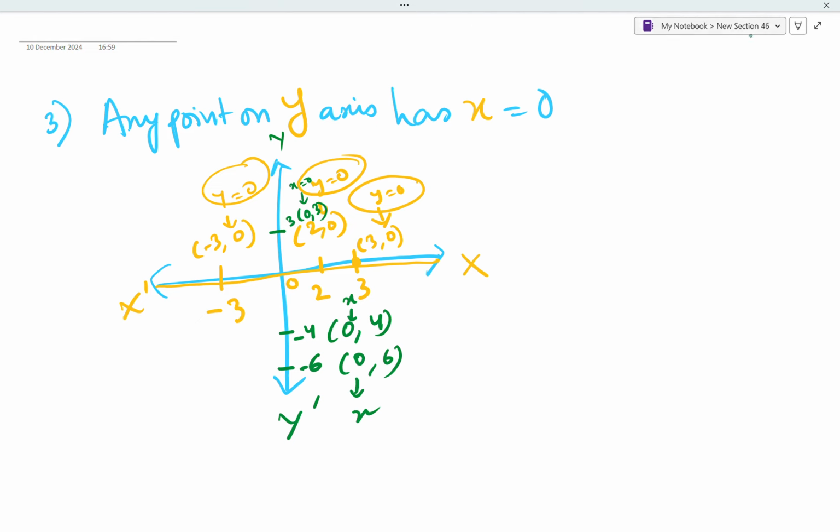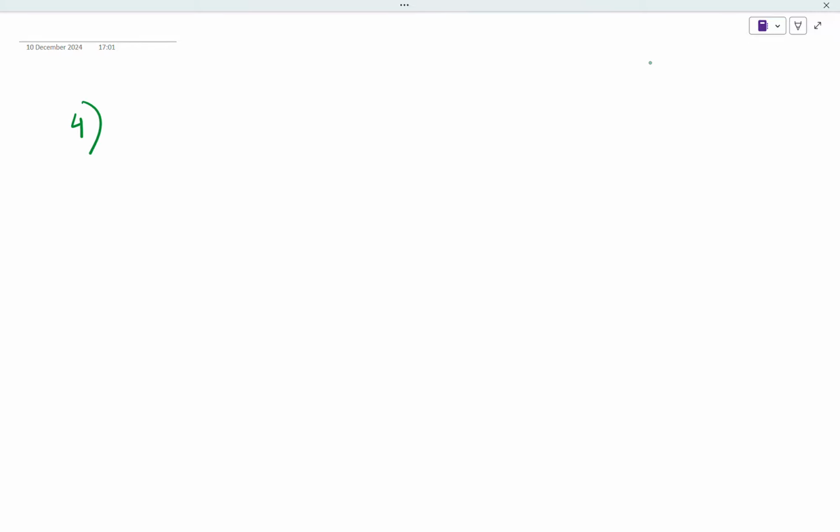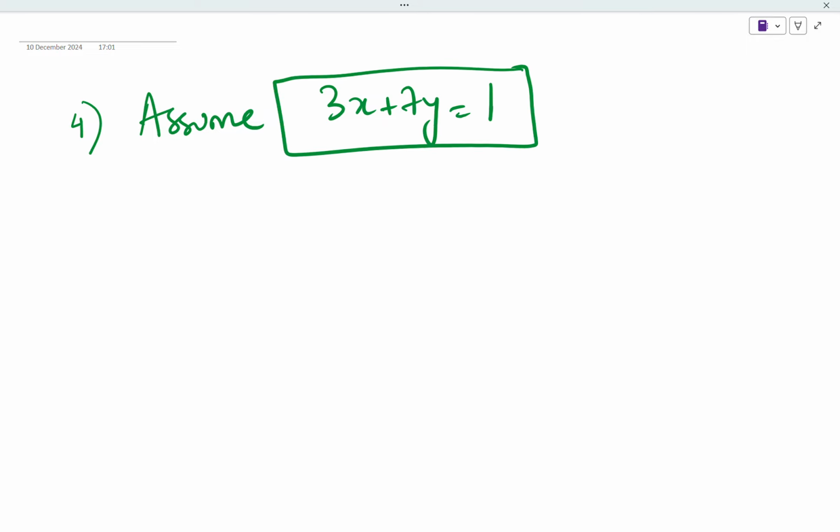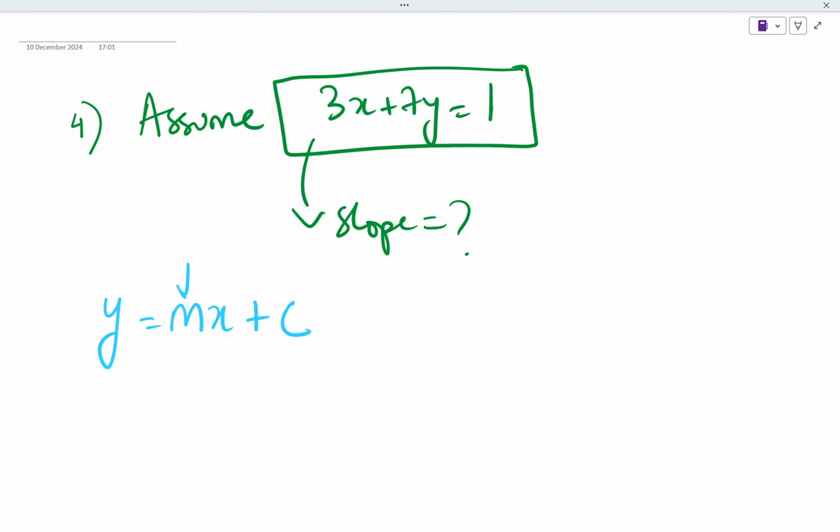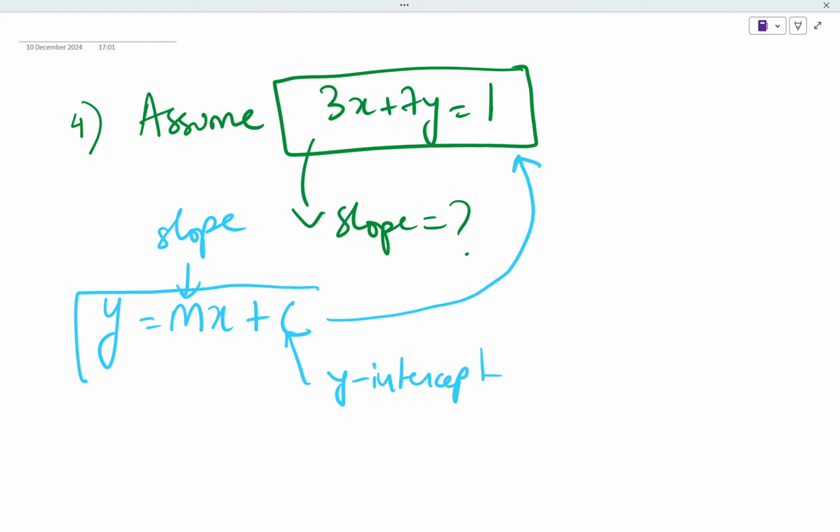Now let's jump on to the fourth concept, which is that if the examiner gives you an equation like this and tells you to find the slope of this equation, let's see how you'll do that. Any equation of a straight line can be represented in the form y equals mx plus c, where m is your slope and c is your y-intercept. So what I need to do is convert this into this form. If I'm able to do that, I'll be able to find m, which is my slope. So let's see how we'll do that.